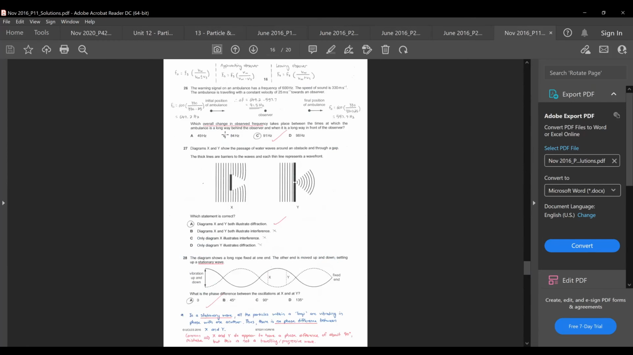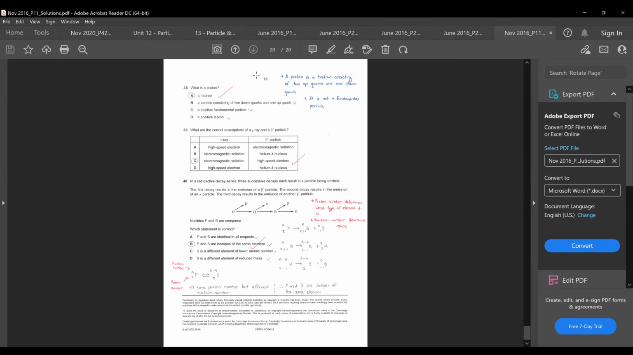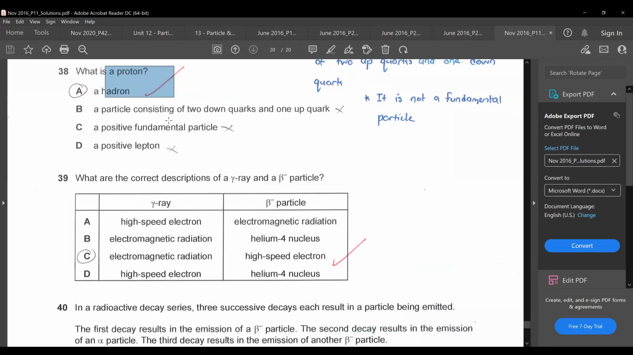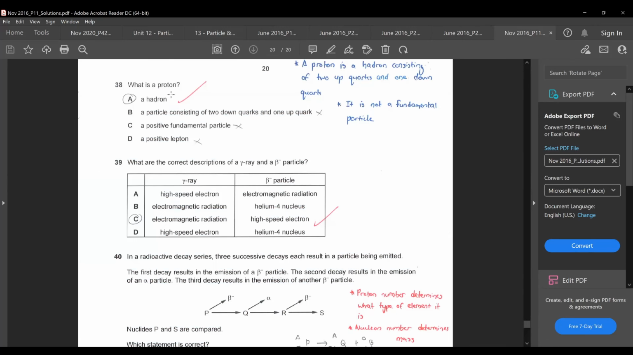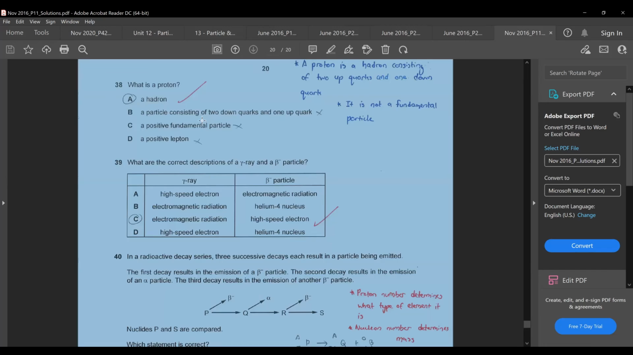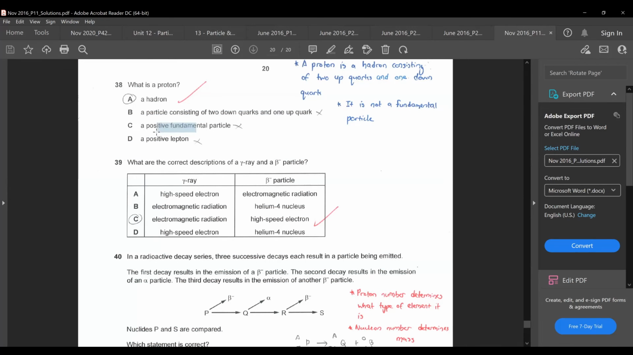proton? Proton is a hadron. This one we know already. Proton is a hadron. It's up, up, down. If you see answer choice B, it's a particle consisting of 2 down quarks and 1 up quark. This is actually the wrong composition. It should be 2 up quarks and 1 down quark. So this is out.